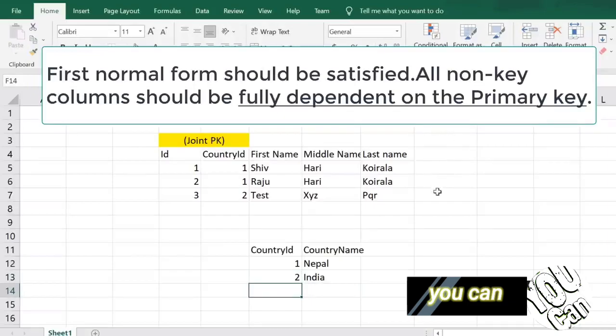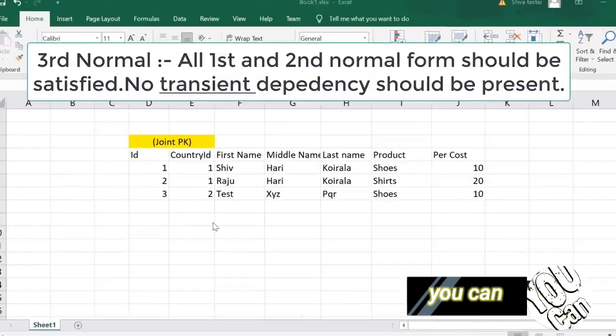So we say that a table is in second normal form when there is no non-key column which is partially dependent on the primary key. It should be fully dependent on the primary key. Third normal form. In third normal form, first, the table should satisfy first normal form and second normal form. In third normal form, we should not have any transient dependency. Transient dependency means there should not be any non-key column which depends indirectly on another non-key column.